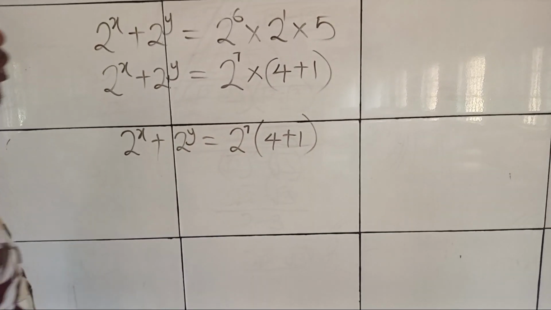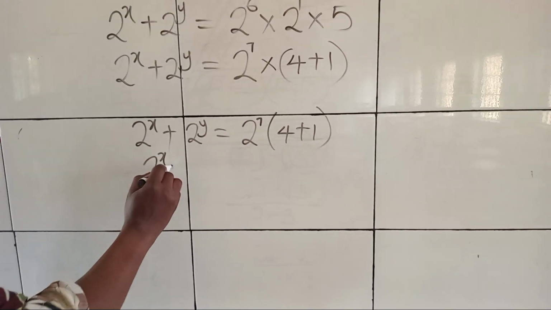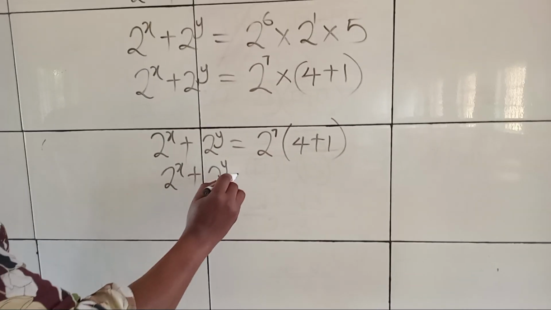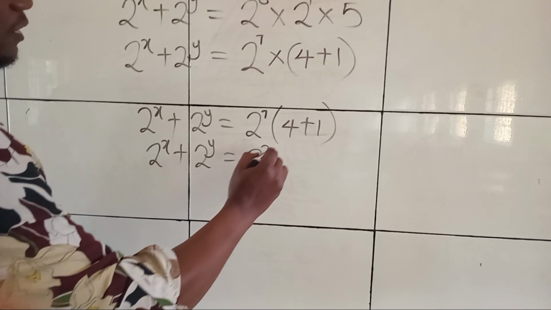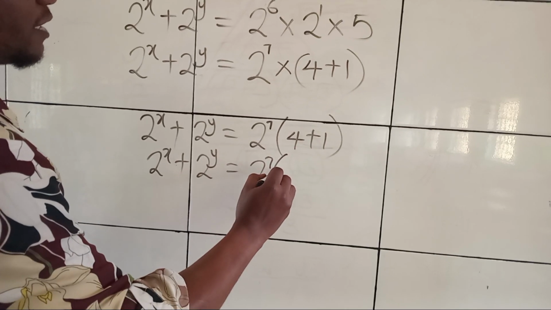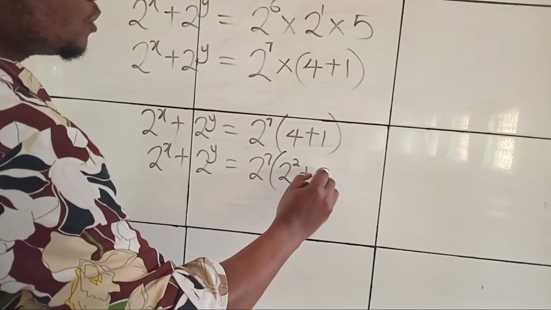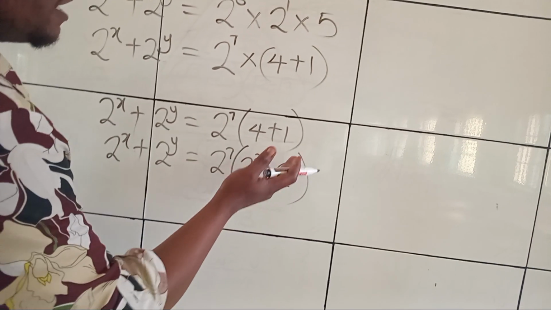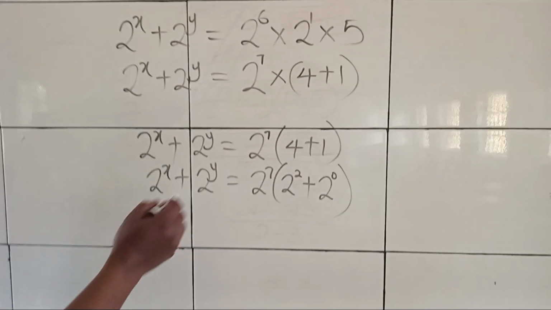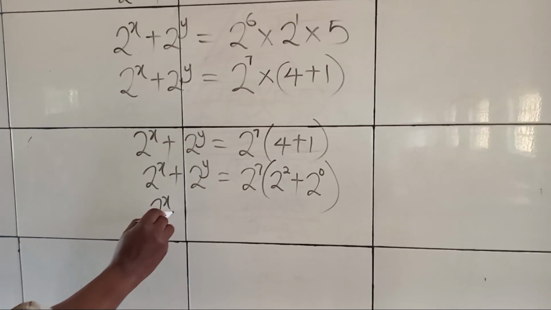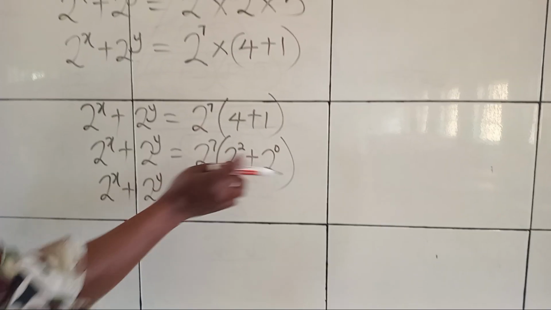So I'm going to open the bracket by saying 2 raised to the power of x plus 2 raised to the power of y will give us 2 raised to the power of 7 open bracket, 4 can be written as 2 raised to the power of 2, plus 1 can be written as 2 raised to the power of 0. Remember, any number raised to the power of 0 is equal to 1. So from here, we can now say 2 raised to the power of x plus 2 raised to the power of y equals, then let's open the bracket.